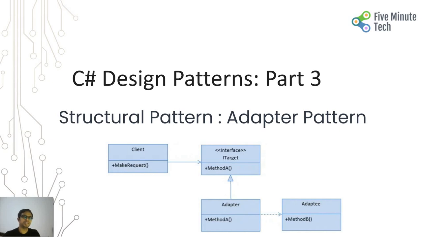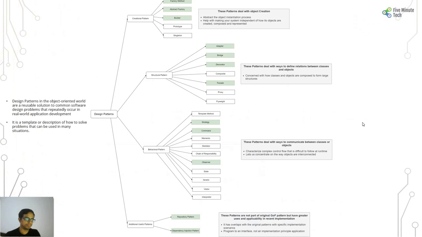Today we will be talking about the adapter pattern, which is a structural pattern in this series of C# design patterns, part 3. So let's get started. The structural pattern deals with ways to define relationships between classes and objects. There are different types of structural patterns, and the one which we will be talking about today is the adapter pattern.